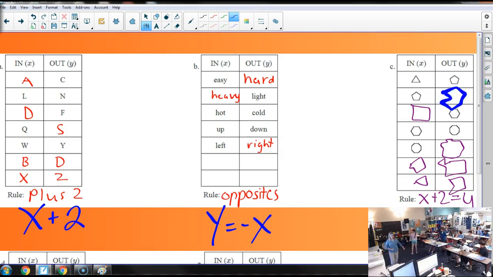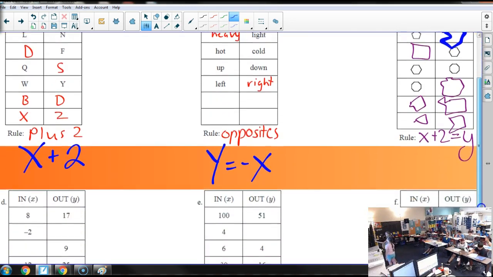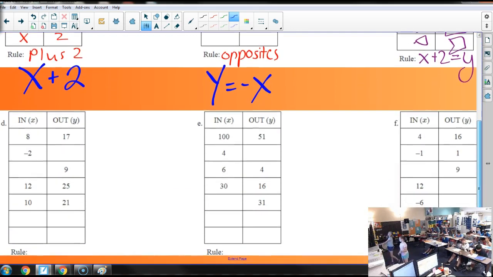You got the first. I have a question about D. Scroll down. That's not right. That's -3. It's times 2 plus 4. So it'd be -3, not -5.